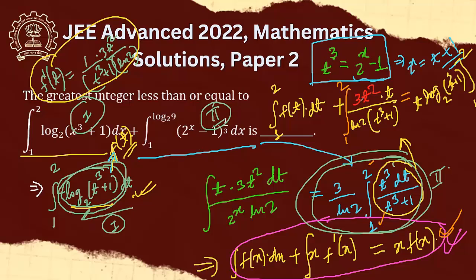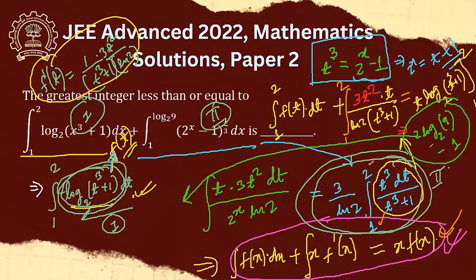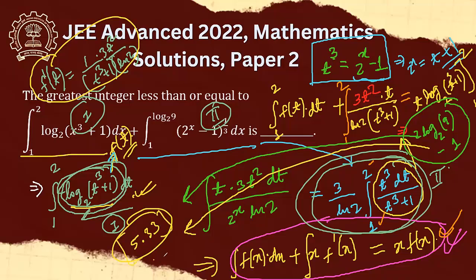So that will give you 2 times log base 2 of 9 minus, for 1, this is going to be 1. So 2 log base 2 of 9 minus 1 is going to be the answer. Now 2 log base 2 of 9 minus 1 is approximately equal to 5.33. So the greatest integer of this is going to be 5. So 5 becomes my answer for this question. Okay, thank you.